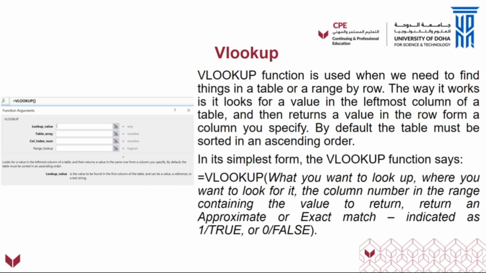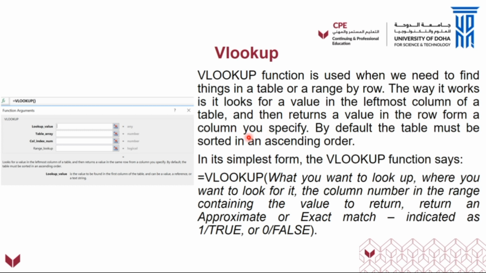VLOOKUP is a function which is used when we need to find things in a table or a range of rows. As the word says, look up, look for something. The way it works is it looks for a value in the leftmost column of a table most of the time, and then returns a value in the row from a column you specify.